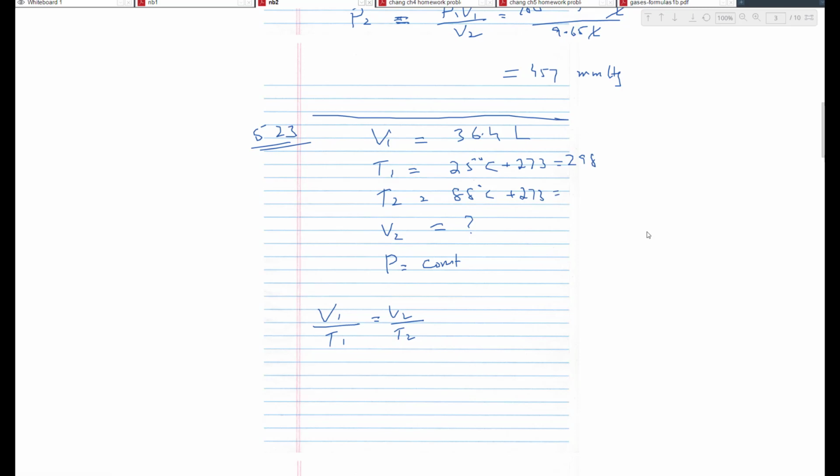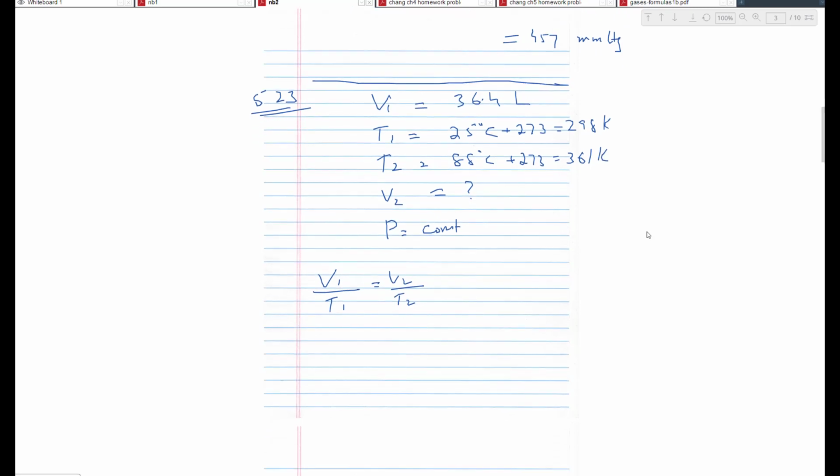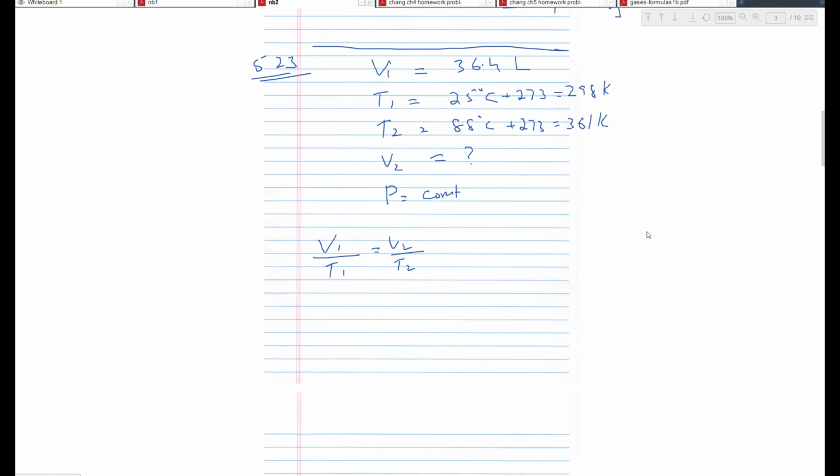Second one is going to be 88 plus 273. 361. Otherwise, if you want more accurate, you can write 0.15. And all of them are now Kelvin. Now you want the V2. Can you rearrange this one?